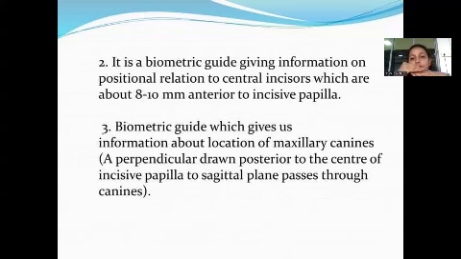And if you draw a line from the canine through the papillary line, it also gives a positional relation to the canine.